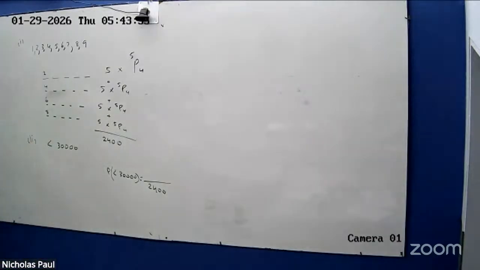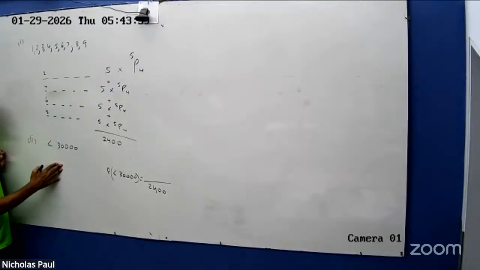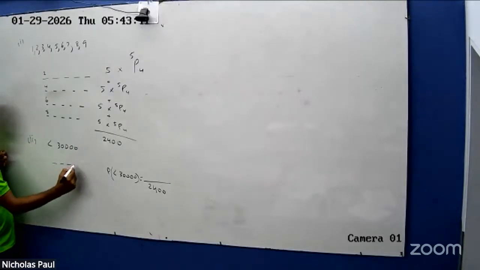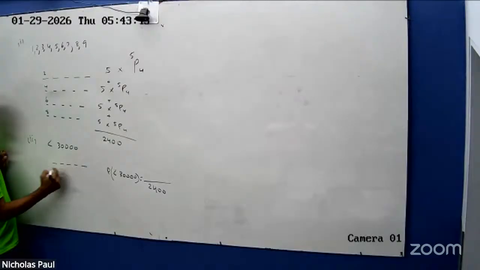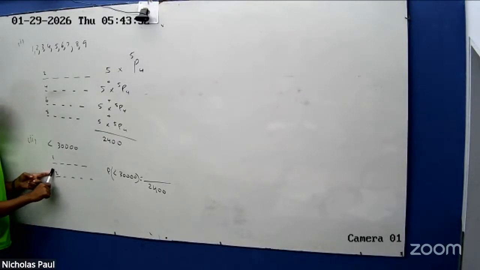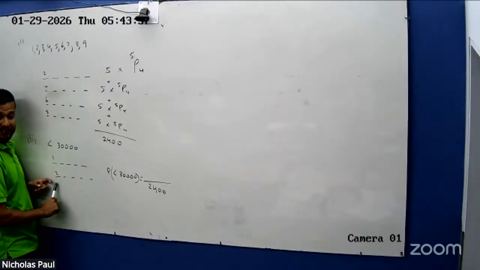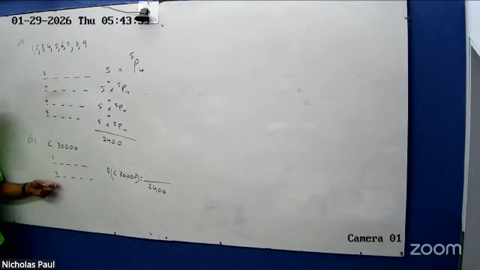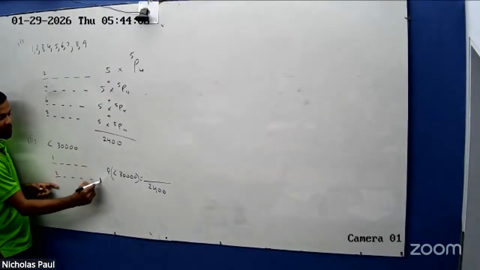Right, ready? Less than 30,000, right? Less than 30,000 means that I only have two options. I could have a 1 here, or I could have a 2. Right? Let's do the easier one first. The question said that I only allow one even number. So if I have one even number, 2 stays right there. So that 2 has one spot.